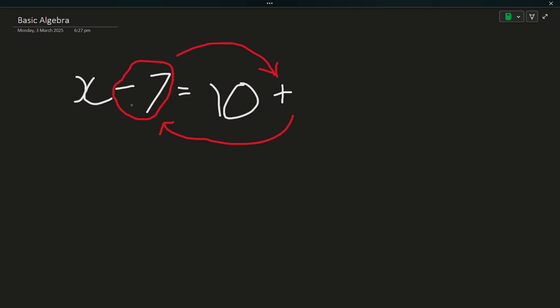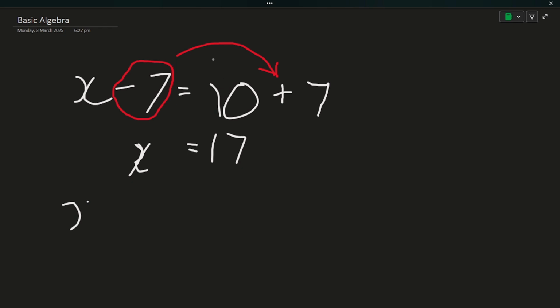Continuing on that though, it's a positive 7 on this side. Let's see, is it a positive 7? It is. 10 plus 7 is 17. Your x is equal to 17. Now, like I said, you could always double check. I didn't double check for the last one because it was quite easy, but let's double check for this one.